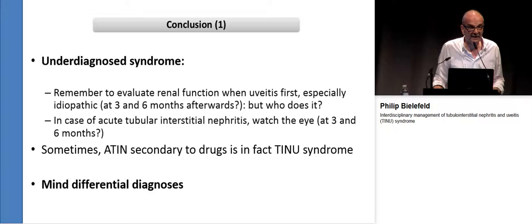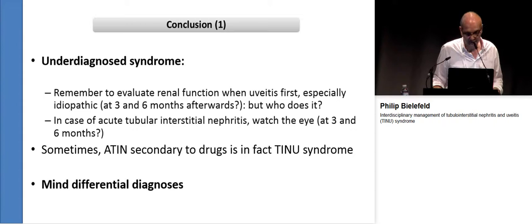But if it's not related to HLA-B27, we should think that this could be a TINU syndrome, and we should be aware of the patient and follow renal function at 3, 6, 9, 12 months, even a bit later. But in fact, who does? On the contrary, in case of acute tubulointerstitial nephritis, don't forget to watch the eye at 3 months, 6 months, 9 months, 12, why not? Because uveitis does not always mean red eye, and sometimes the patient has only a slight diminution of visual function. Sometimes acute tubulointerstitial nephritis, thought to be secondary to drugs, is in fact TINU syndrome.